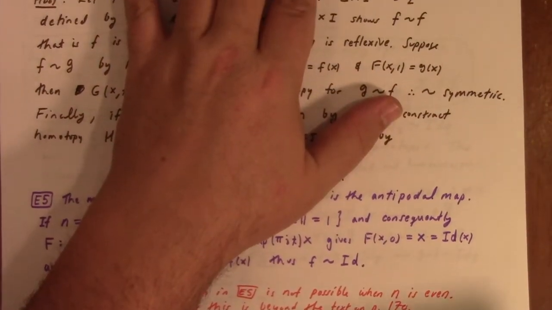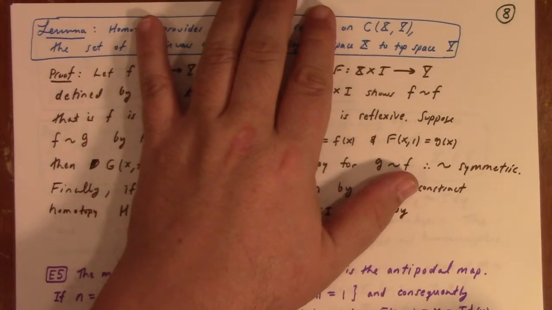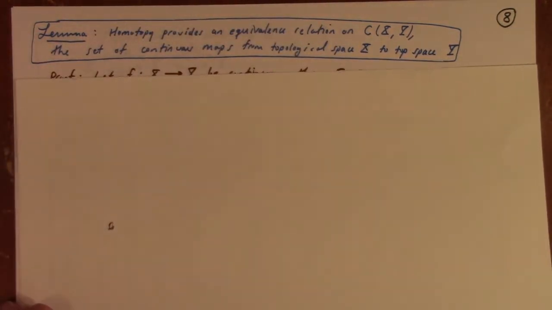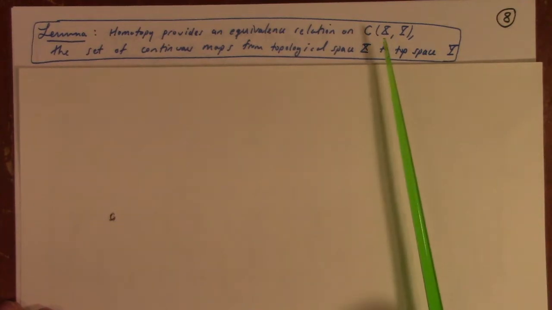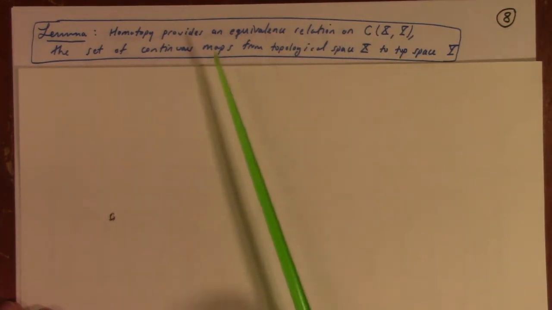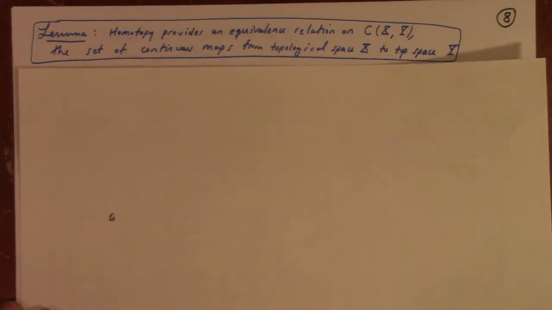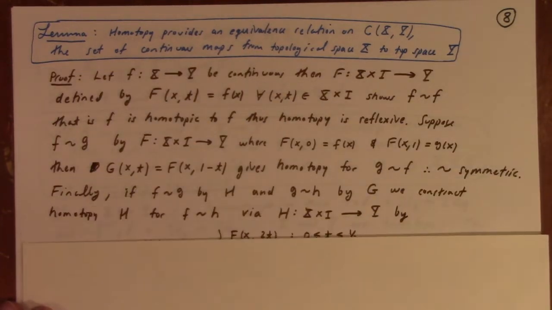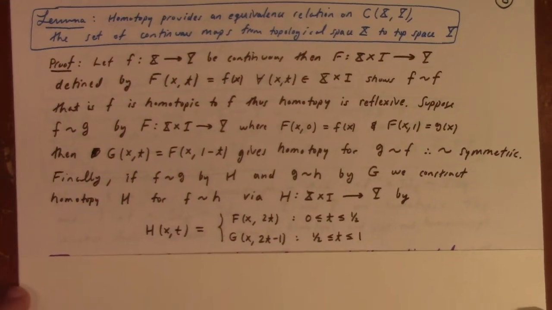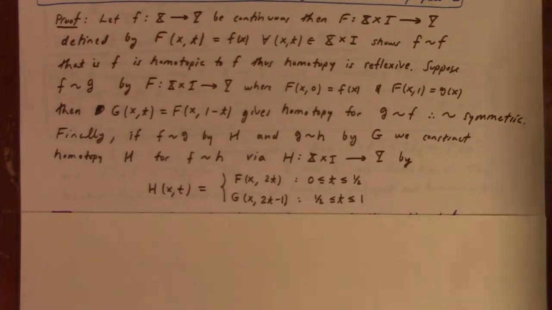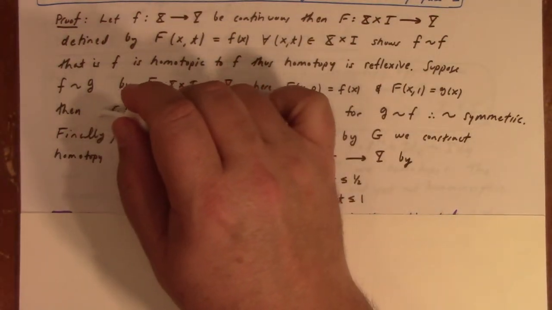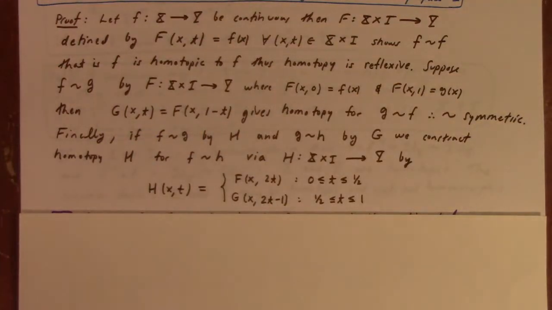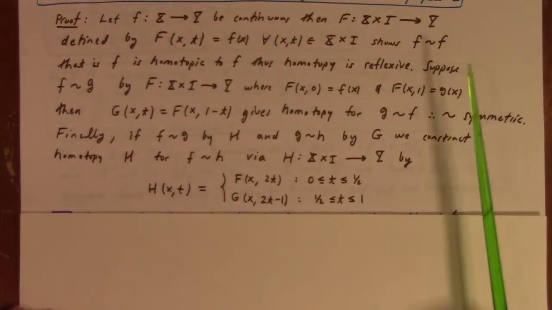Let's go on here. Lemma: homotopy provides an equivalence relation for the continuous maps from topological space X to topological space Y. And here's the proof of that. It's pretty standard stuff. First of all, prove that any function is homotopic to itself just by looking at the constant homotopy, F of x, t equal to f of x. That's a homotopy, and that shows f is related to f.